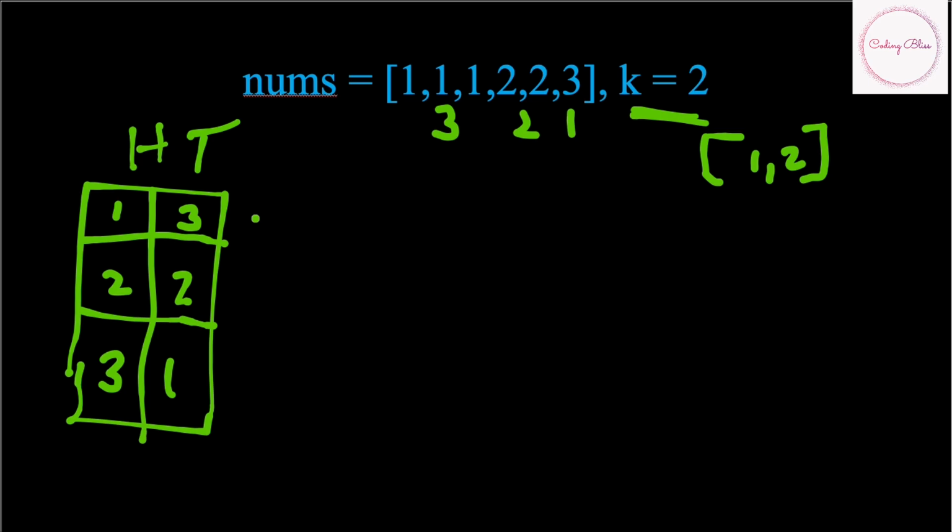How can we do that? That's where we could use a min heap. We will maintain that min heap of size 2. At any given point, we only need the k most frequent occurring elements. Let me explain with this example itself. This is a min heap.